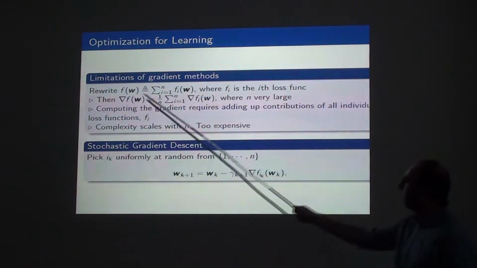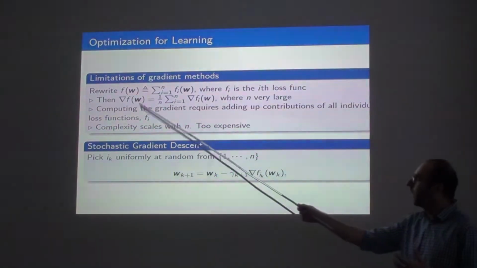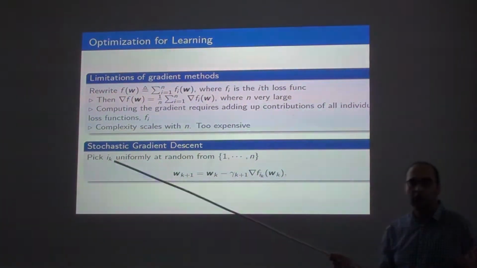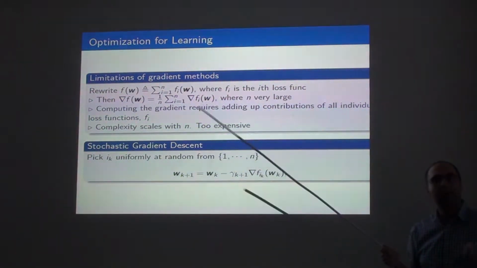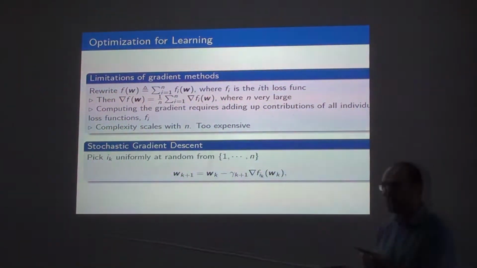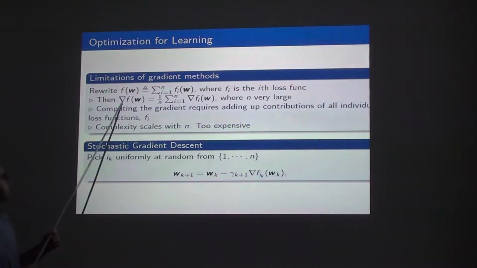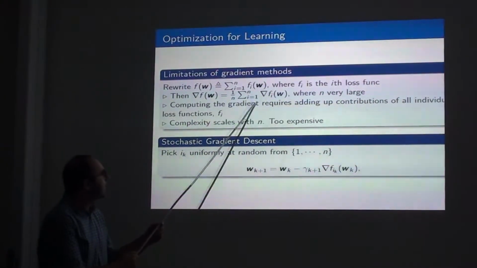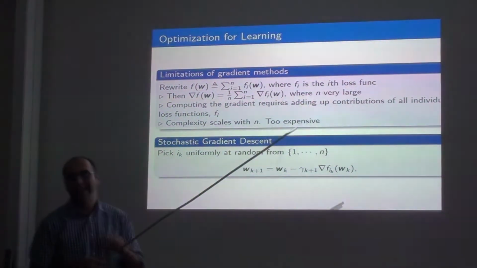For instance, we can rewrite this empirical loss as a sum of the individual losses, where Fi is the ith loss, corresponding to sample i in your training set. In this case, your gradient becomes a sum of individual gradients, one for each data point in your system.